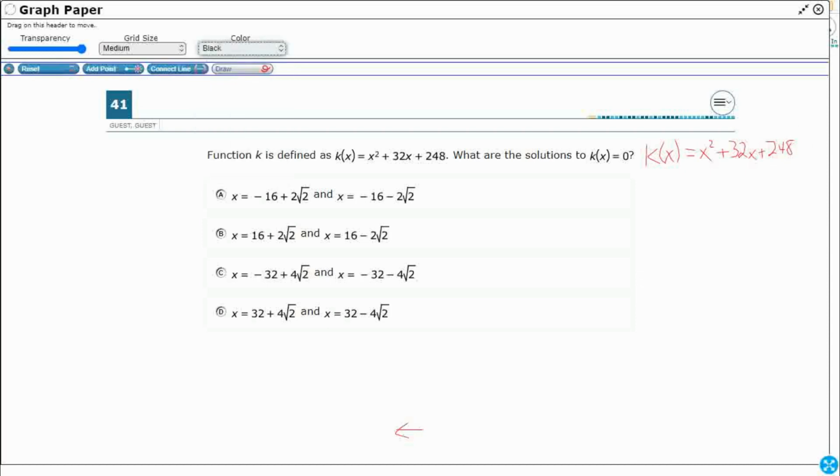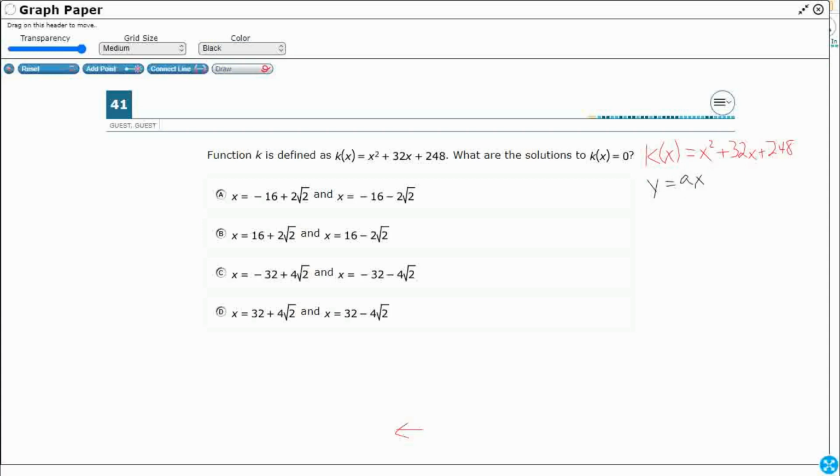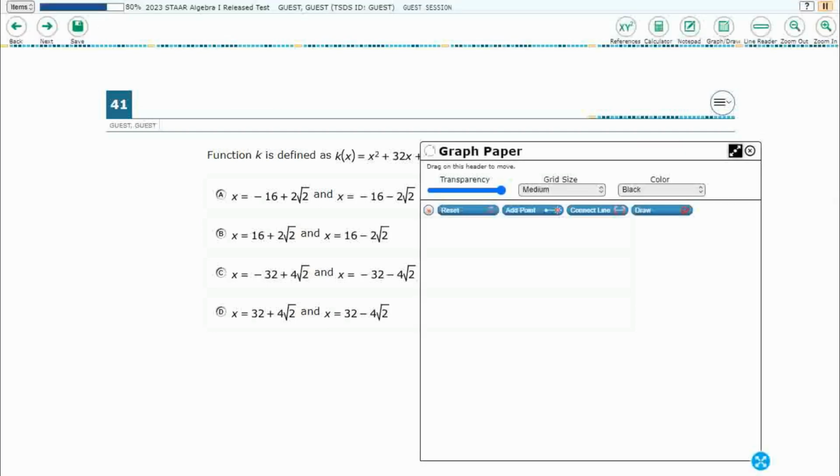Now, when I say label this, we need the a and the b and the c. Okay, so here's our standard form, right? Our standard form is going to be y equals ax squared plus bx plus c. So what do we have here? So a is going to be this right here. There's nothing there, so it's just going to be a 1. Okay, so a equals 1. b equals a positive 32. c equals 248. All right, now that we have that, we are ready to go.